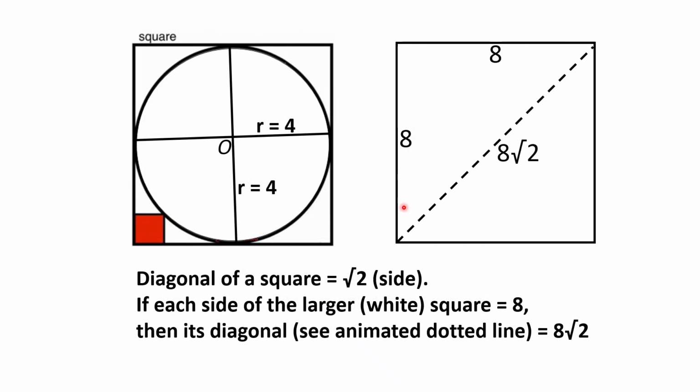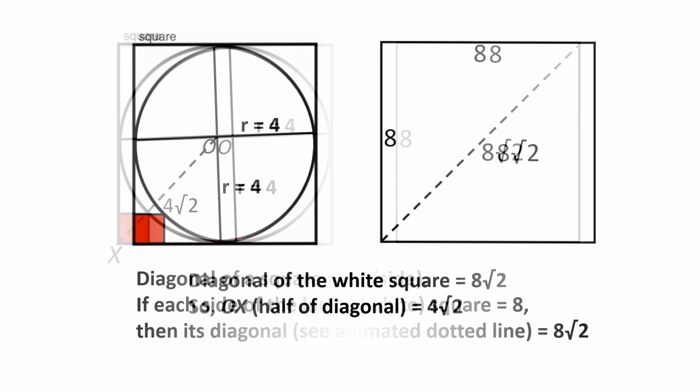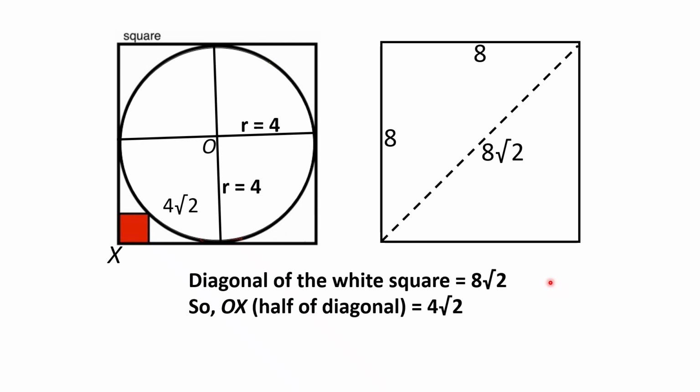Now draw the diagonal. You can see the blinking dotted line on the right side. If each side of the square is 8 units, then the diagonal will be 8 root 2, because the diagonal of a square is given by root 2 into side. So we got the diagonal is 8 root 2.